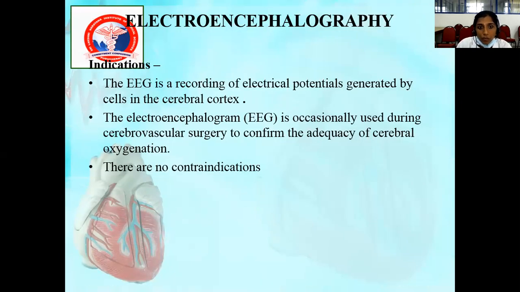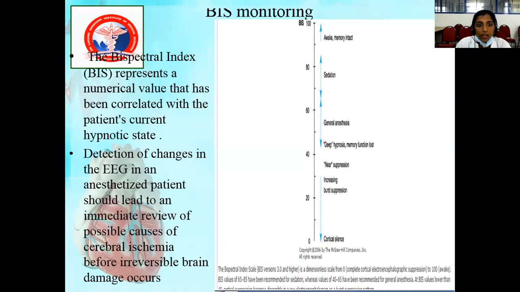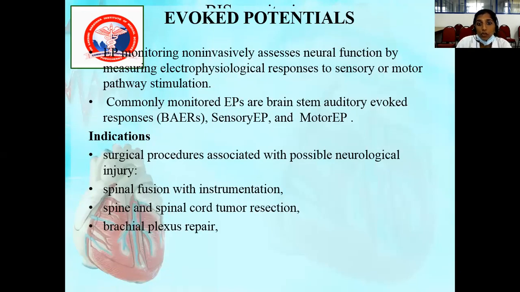Then we have EEG monitoring. EEG is basically the recording of the electrical potentials which are generated by the cerebral cortex. Then we have BIS monitoring, or the bispectral index monitoring, which is used mainly in general anesthesia to detect how aware the patient is. So basically, we put the BIS monitors and we record, and values are from 0 to 100. Then we have evoked potential monitoring. Basically, we have sensory potentials and motor potentials. These are mainly used in neurosurgeries.